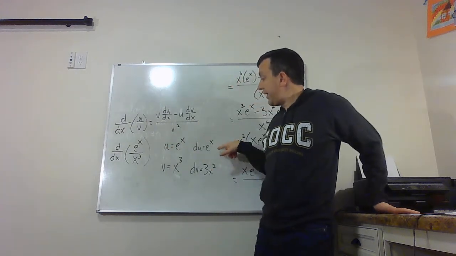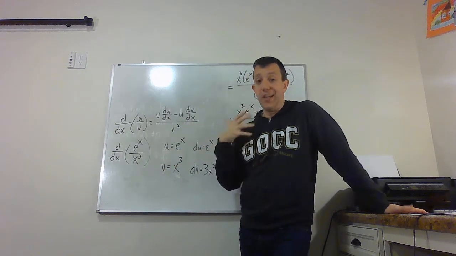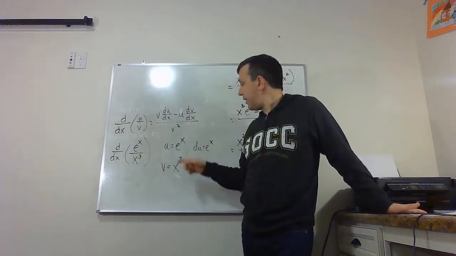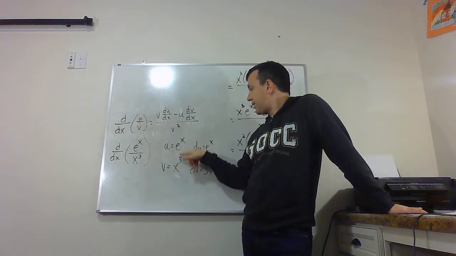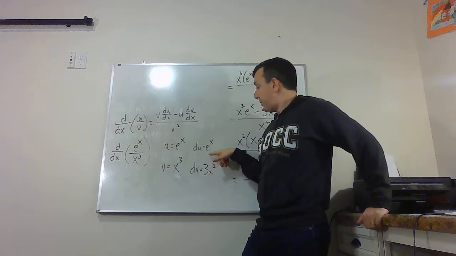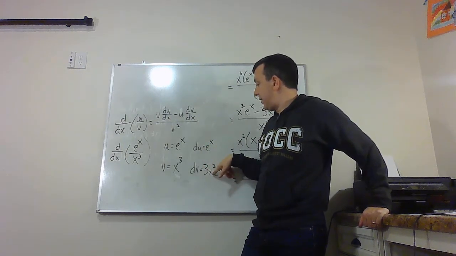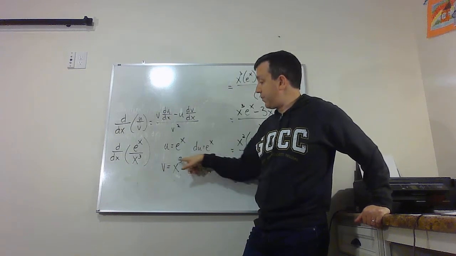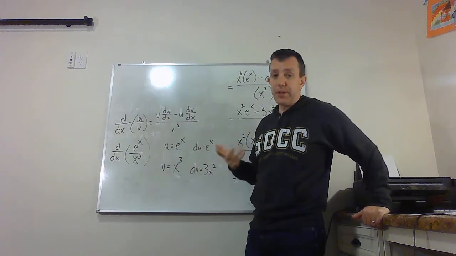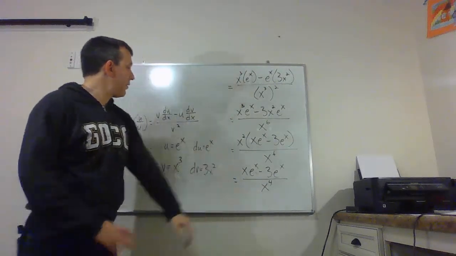I started by identifying the parts. Now, remember, the top is u, the bottom is v, and order matters. So u is e to the x, the v is x cubed, and then I took their derivatives. So du, or du dx if you prefer, is just e to the x, and dv is 3x squared. Again, that exponent drops down in front, and we subtract 1. Once we have that, then we can start to piece it all together.